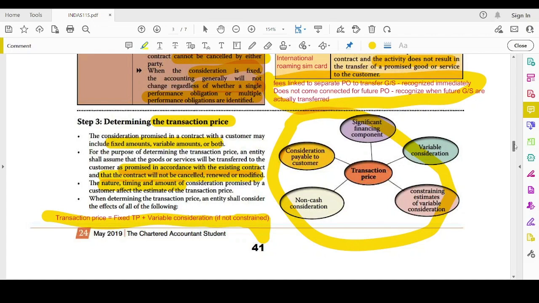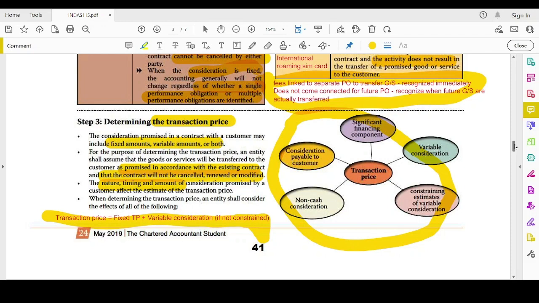The second is timing. Timing would mean the amount to be recognized as an immediate payment will be different from the amount which has to be recognized as a payment two years down the line. I have to discount that amount and recognize it today. So that involves discounting work.